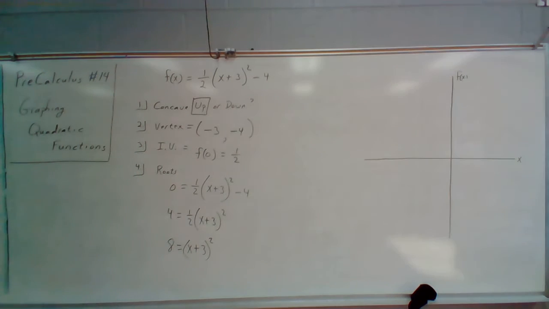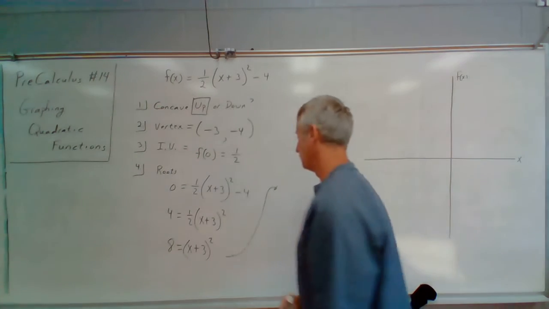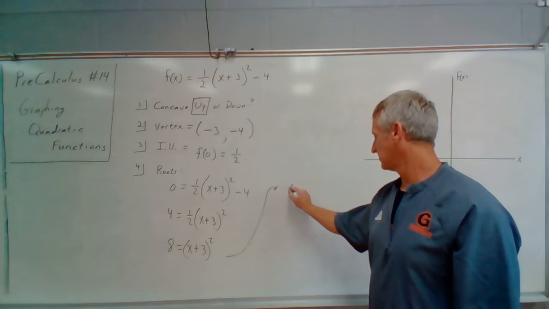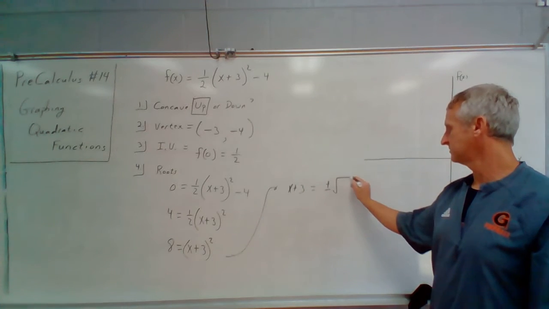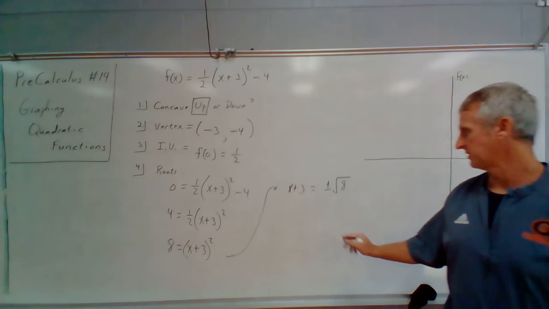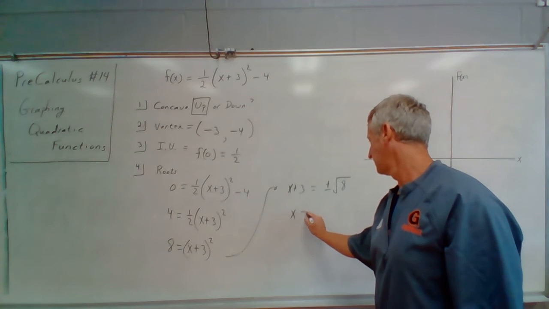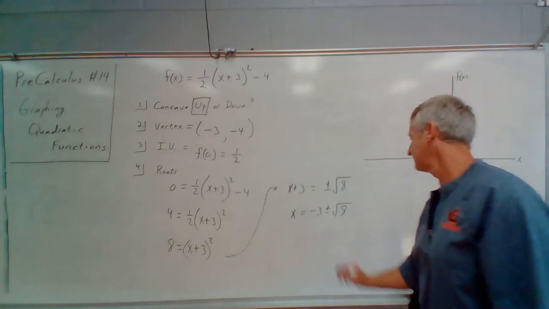I need to take the square root of both sides. Remember, you'll get 2 solutions. So x plus 3 is equal to plus or minus the square root of 8. Subtract 3. X is equal to -3 plus or minus the square root of 8.